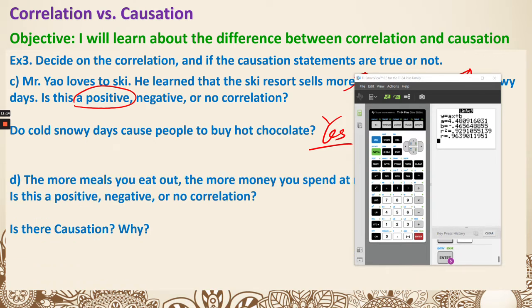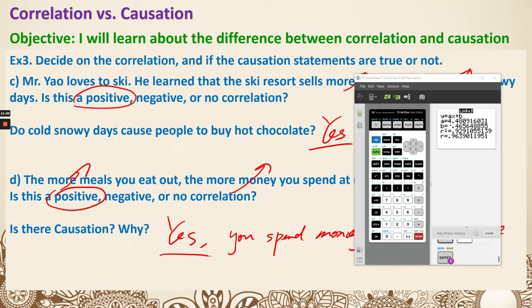D. The more meals you eat out, the more money you spend at restaurants. Is this positive? More and more. So clearly that is going to be positive. Is there causation? Yes, because you spend money when eating out. So that means the more you eat out, the more money you will spend. But maybe a very unlikely case that your family owns a restaurant, and whenever you eat out at your own restaurant, you're not spending money. So that could be the case, but a very rare situation. So in general, logic-wise, we're gonna say it is true. There is a causation there.